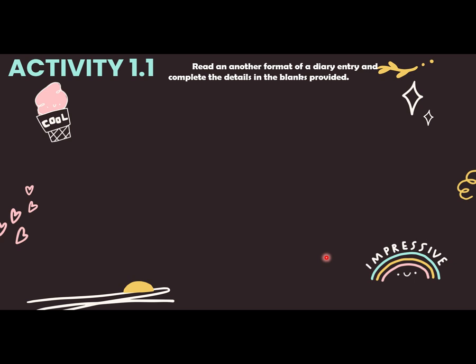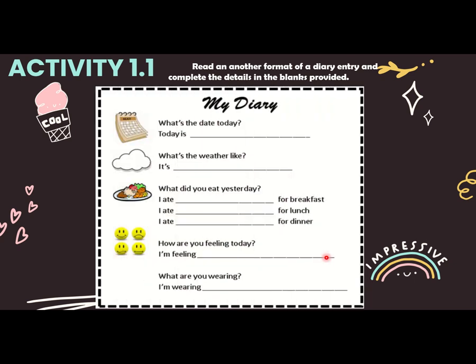Okay, here is another format of a diary entry which you can also follow. Okay, so you are going to complete the details in the blanks provided. My diary. What's the date today? So you're going to complete this sentence. Today is, for example, October 27, 2020.